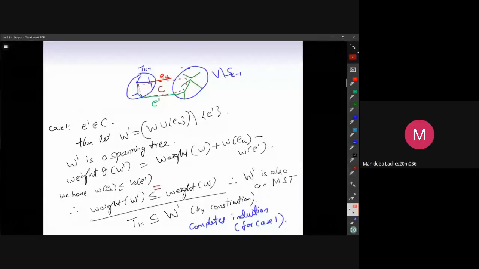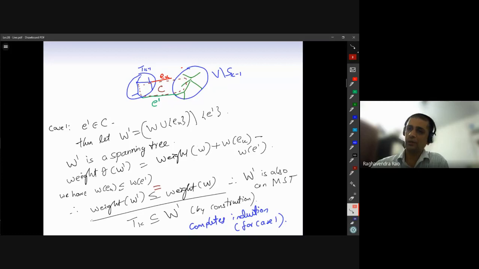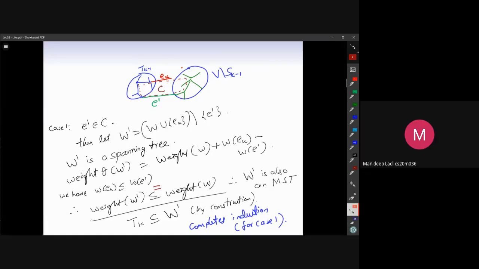Sir, the vertices in V minus SK minus 1 may not be connected, no? Then it would not form a cycle, right? The vertices in TK minus 1 would be kind of connected. Right, so what you're saying is that in the tree W, these vertices need not be connected. At least the way I have drawn, these look connected. So what will happen if they are not connected? What will we have? We'll have more edges across, right?